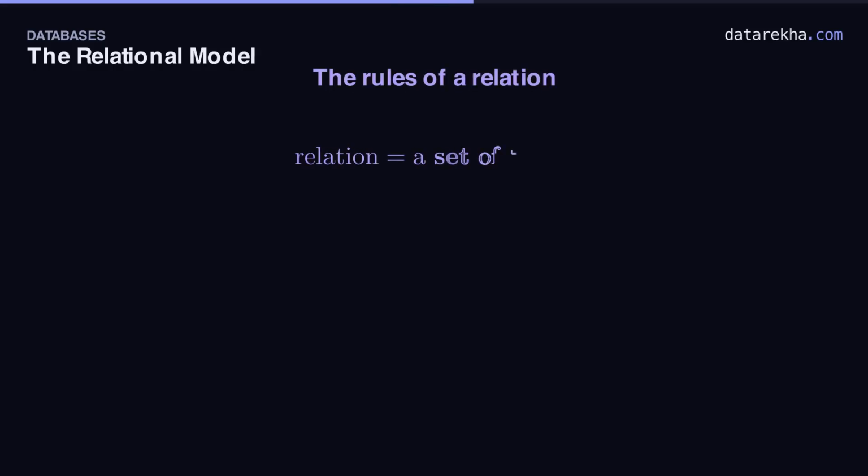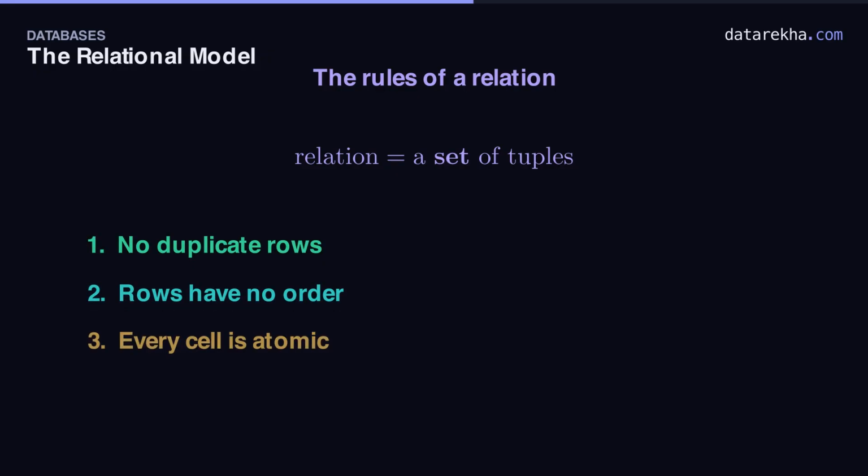Here is the one idea that makes a relation more than a spreadsheet. A relation is a set of tuples. Just from the word set, 3 strict rules follow, and each one matters. A set has no repeats, so no two rows may be identical. A set has no order, so row order carries no meaning. And each entry holds exactly one value. We say the cell is atomic.